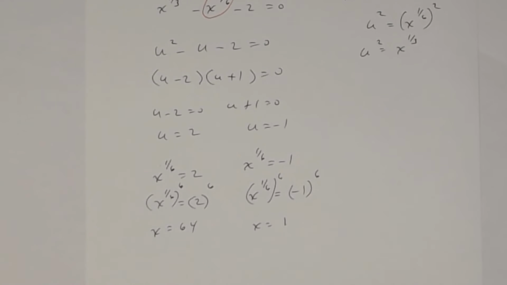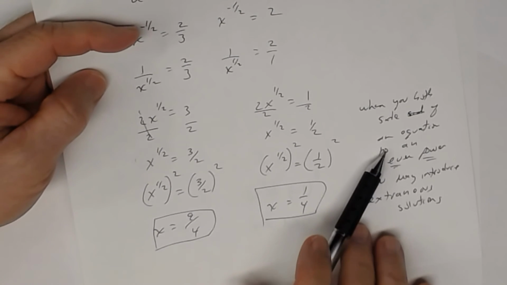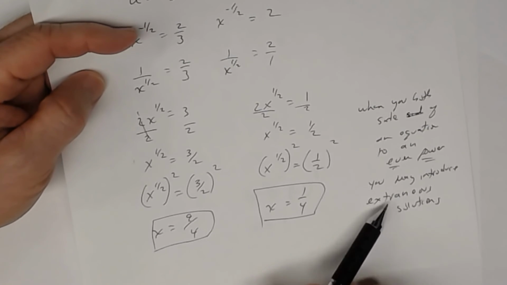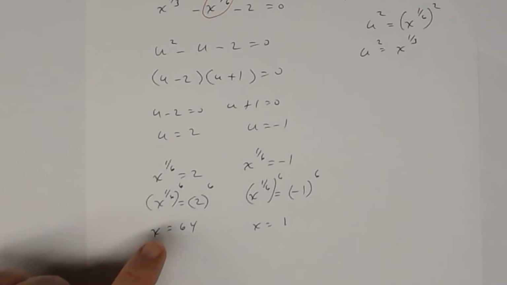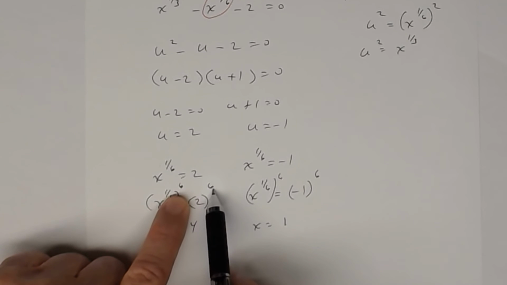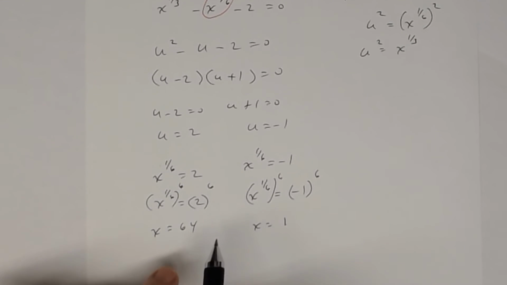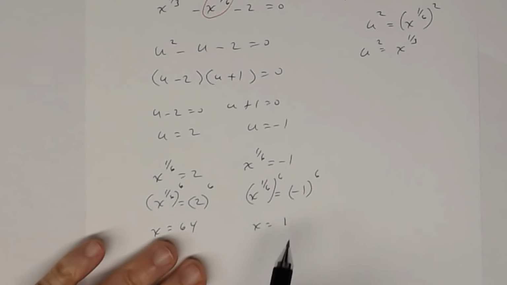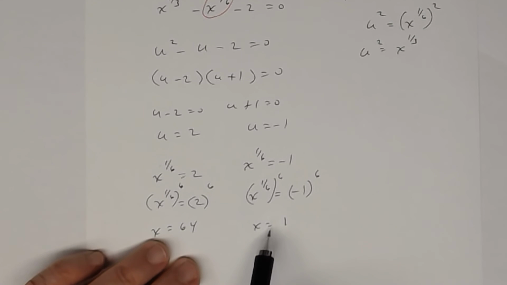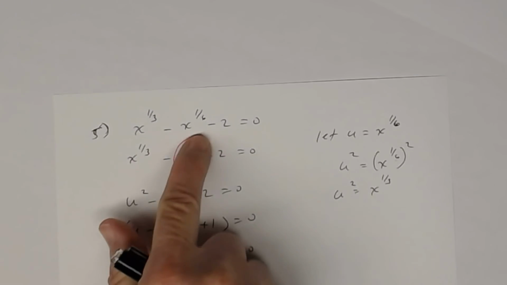All right. Now, remember a while ago we stated this. That's important to remember. When you raise both sides of an equation to an even power, you may introduce extraneous solutions. So right here, I raised both sides to an even power. Okay, so one of these may be extraneous. So you have to check. If it's extraneous, it's not a solution to the original equation. So you have to check.